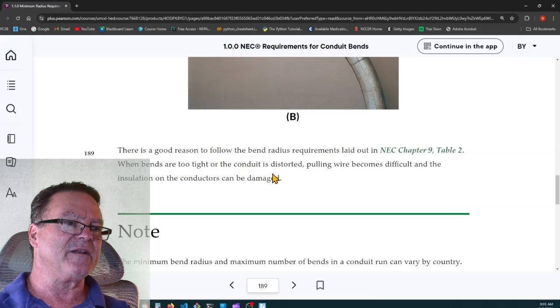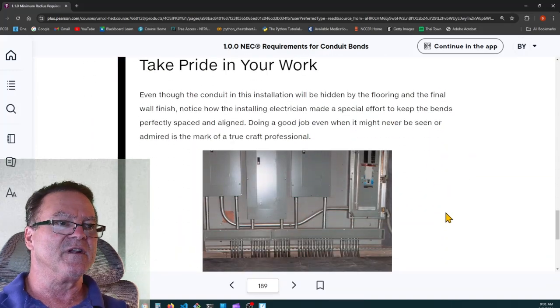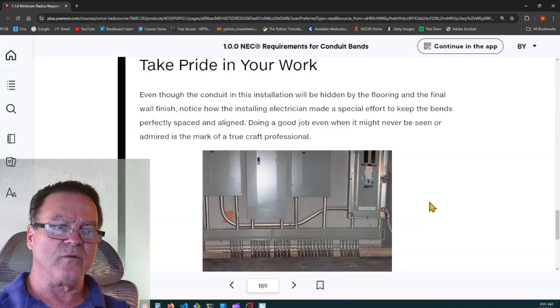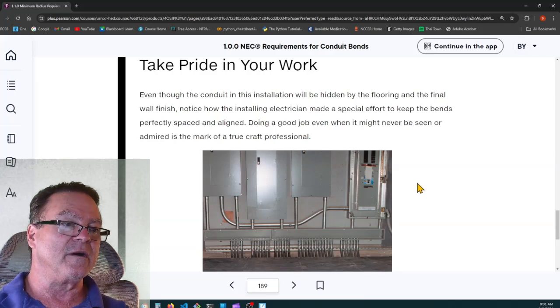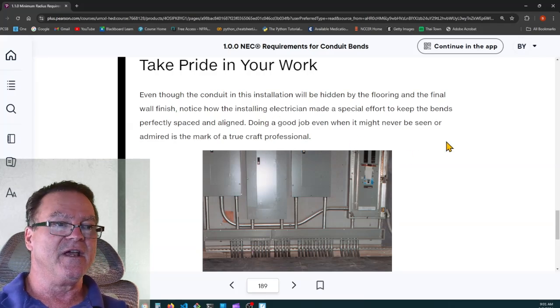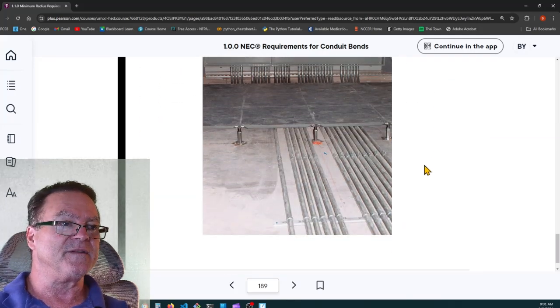When bends are too tight, the conduit's distorted, pulling wire becomes difficult, and the insulation on the conductors can be damaged. So it's all about keeping the insulation and the wires themselves in good working order. We don't want to fight the wires to get them in. A lot of times you can stretch or even break strands of the copper conductor inside the wire, stretching the insulation, and you don't know it, but it's a hot point inside the cable run. So we don't want that to happen.